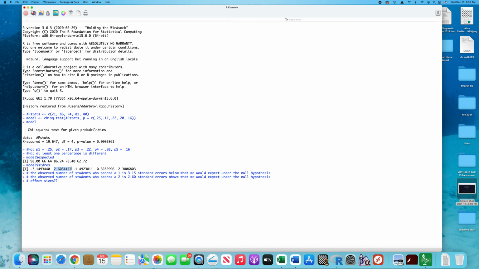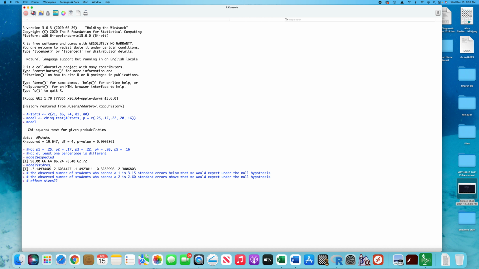Compare that to students who scored a 2. The observed number of students who scored a 2 is 2.6 standard errors above what we'd expect under the null hypothesis. The only other one that kind of presents a red flag, it's not really a red flag, it's just describing your sample data. It's describing the distribution of scores at the school district compared to the national scores, is 2.38. So there were more students who scored a 5 at this school district than we would have expected if we had followed the national distribution. So that's a good thing.